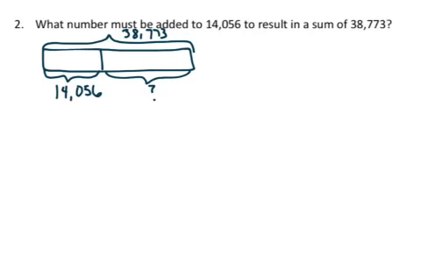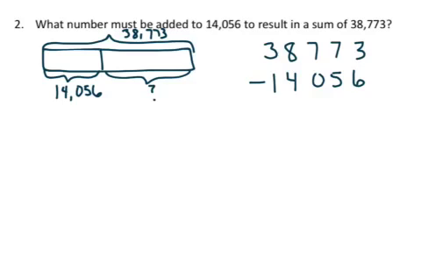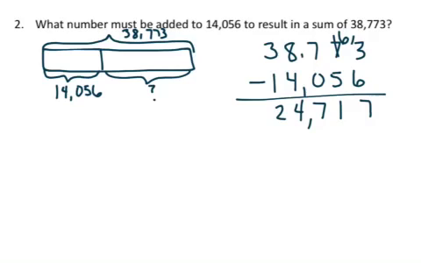This is an unknown. The standard subtraction algorithm is 38,773 minus 14,056. Okay, and we can do that. And we have a difference of 24,717. I just wanted to show one strategy that a student showed me, what they're doing to find this problem.